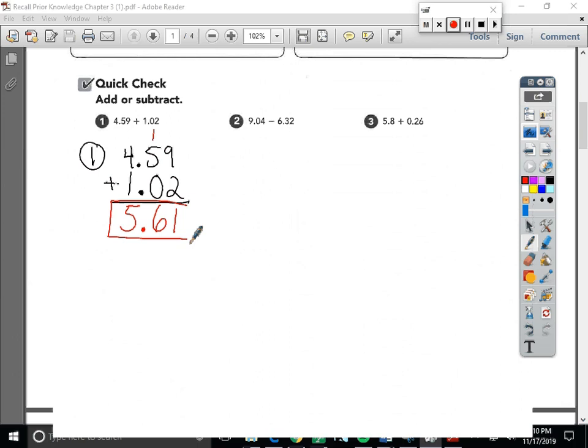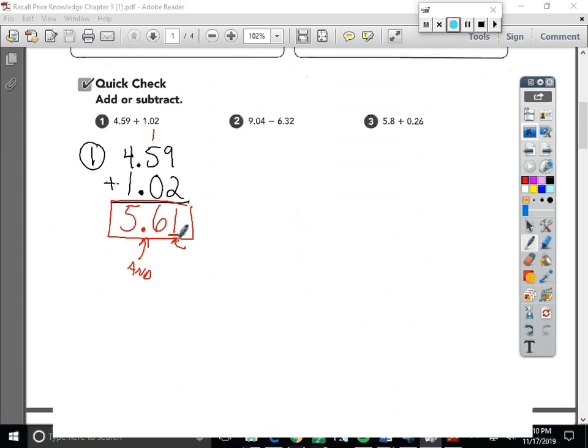Final answer, someone might say 5.61, but I would really prefer you to read it with place value in mind. So I look here at that last place value so that I know it's in the hundredths place. So I would read this whole number first, 5, and when I get to the decimal I would say the word and, next I would read 61 hundredths. 5 and 61 hundredths, final answer.